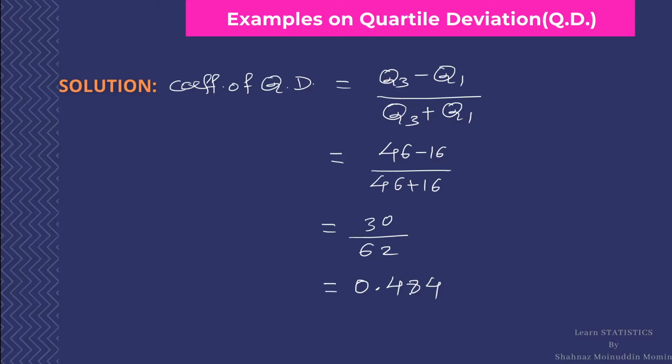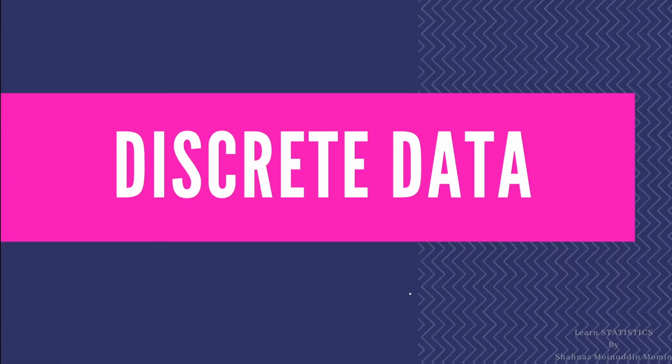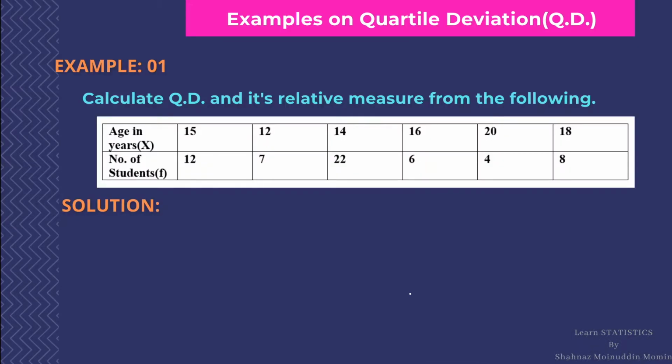Now we will move to the next type of data, discrete data. In the discrete data, we are given the values along with their frequency. That data is known as discrete data. So we shall start with the example of calculating quartile deviation and its relative measure from the discrete data, in which we are given age in years and number of students. The ages of different students are given and their corresponding frequencies are also given.